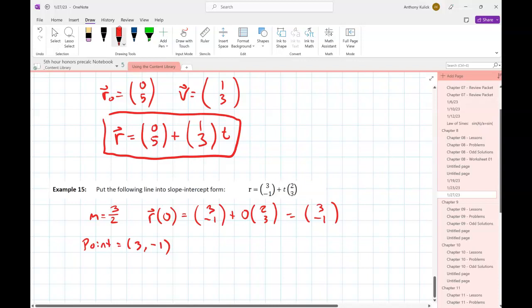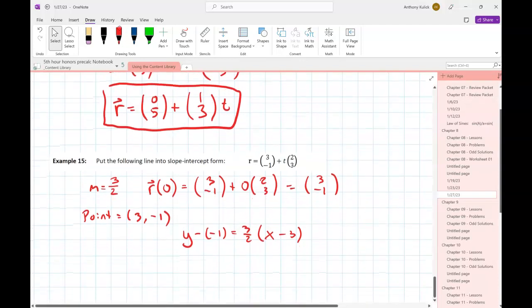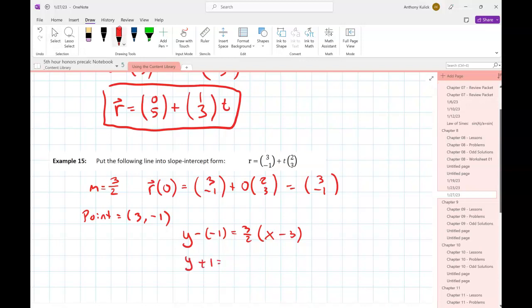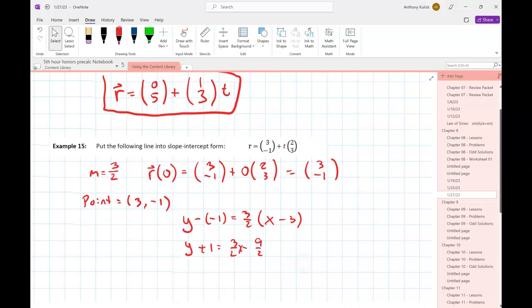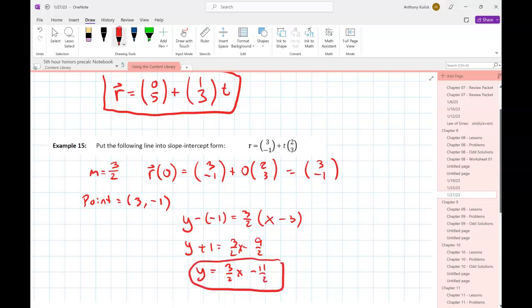You could do this with slope-intercept form, or you could do the point and slope form equation. Either is okay. I like the point and slope form equation because I don't have to solve for b and then rewrite b afterwards. So if I distribute things, simplify things down, I have 3 over 2 x minus 9 over 2. And if I just subtract 1 from both sides, that'll be minus 11 over 2.